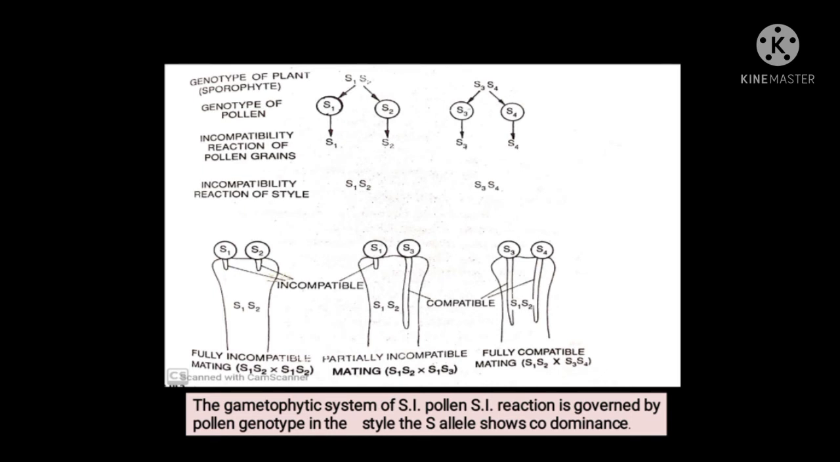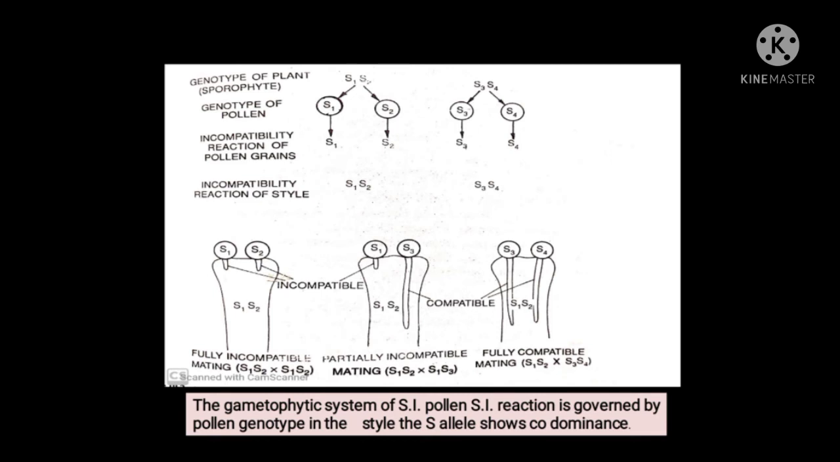In the picture, there is the genotype of the plant, that is the sporophyte, S1, S2 and S3, S4. The genotype of pollen is S1, S2, S3 and S4. The incompatibility reaction of pollen grains is S1, S2, S3 and S4. The incompatibility reaction of the style is S1, S2, S3, S4.